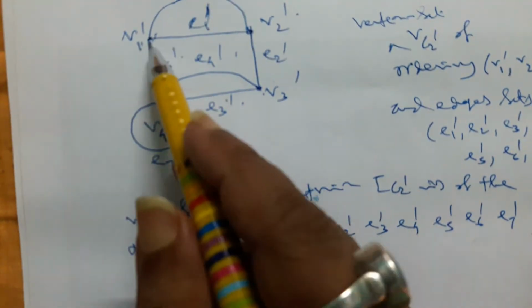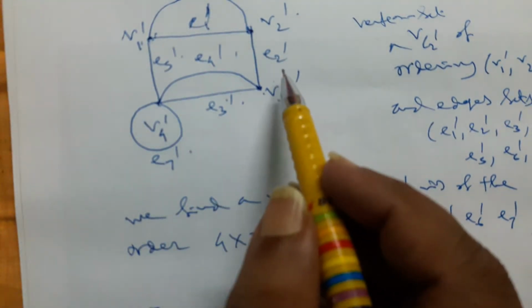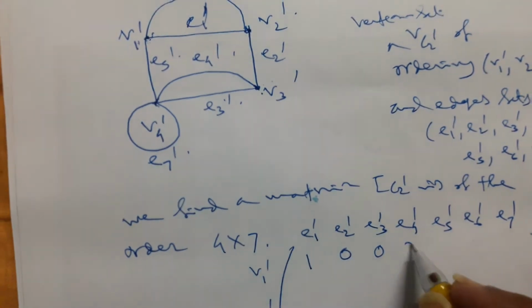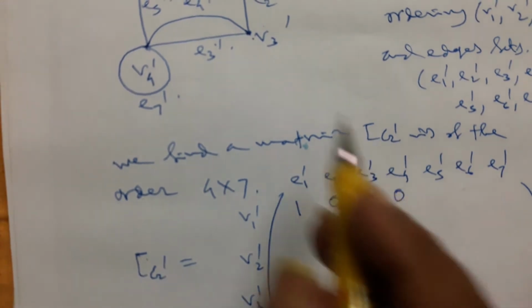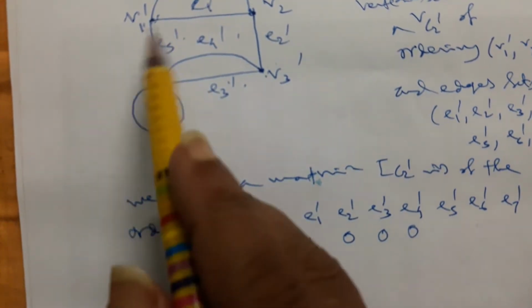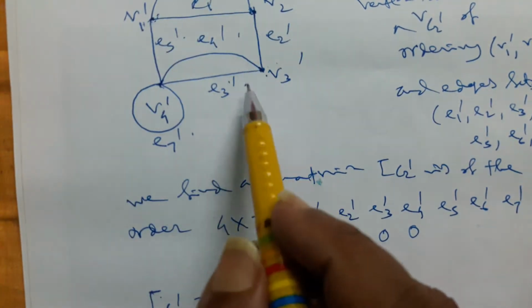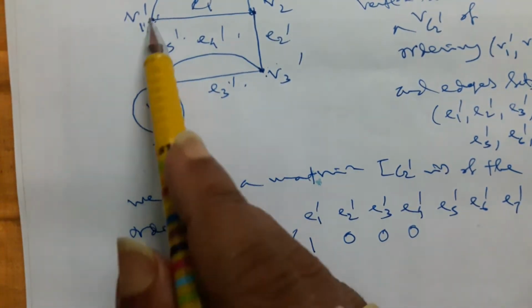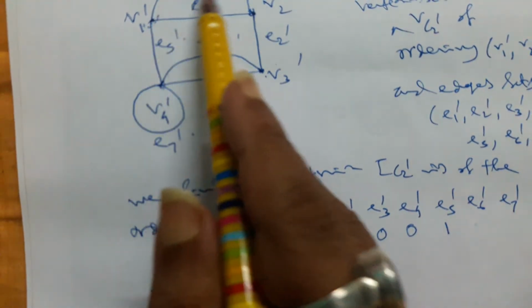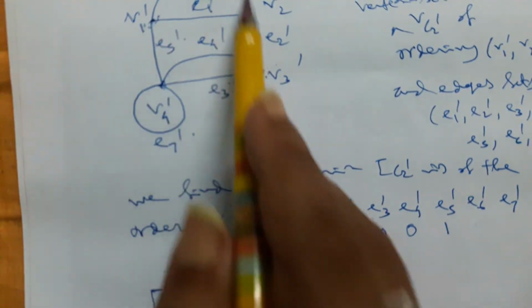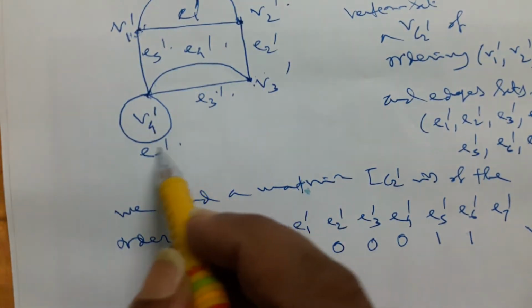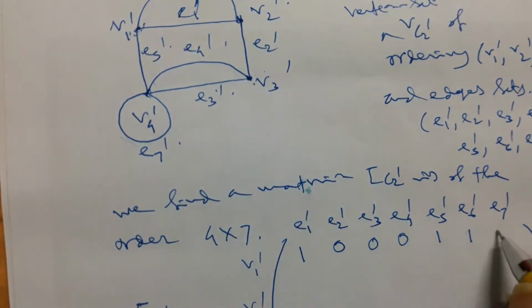v1' and e3': 0. v1' and e4': there is no connection, no endpoint, so the result will be 0. v1' and e5': v1' is one endpoint of e5', so the result will be 1. v1' and e6' is also an endpoint, since it is a parallel edge, so the result will be 1. v1' and e7': no endpoint, so the result will be 0.